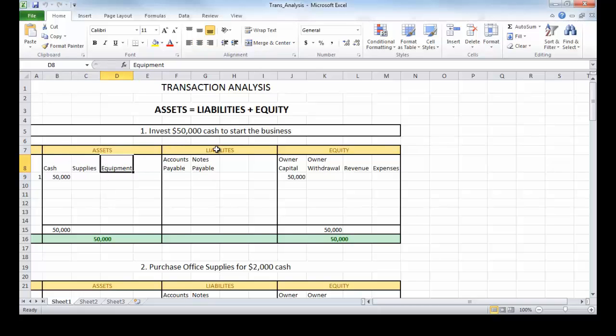Then under liabilities, we have two different types of liabilities mentioned here: accounts payable and notes payable. You can have more liabilities. And under equity, we have owner's capital, owner's withdrawals, revenues and expenses.